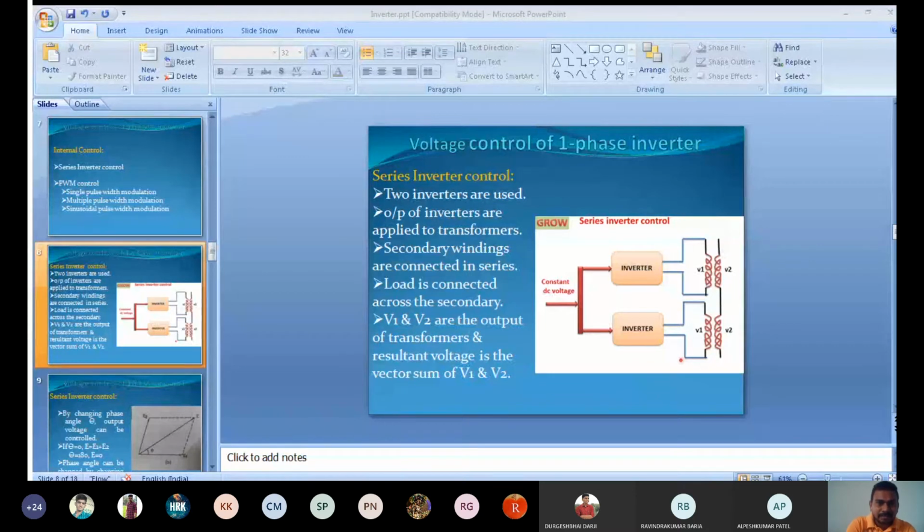Here, at this point the carrier signal is more compared to the reference signal, but at this point the carrier signal becomes equal to the reference signal. So at this point the pulse is generated, and it continues up to this point, because in this time duration the carrier signal is equal to or lesser than the reference signal. So in this time duration the pulse continues. Now after this point, the carrier signal becomes more compared to the reference signal.